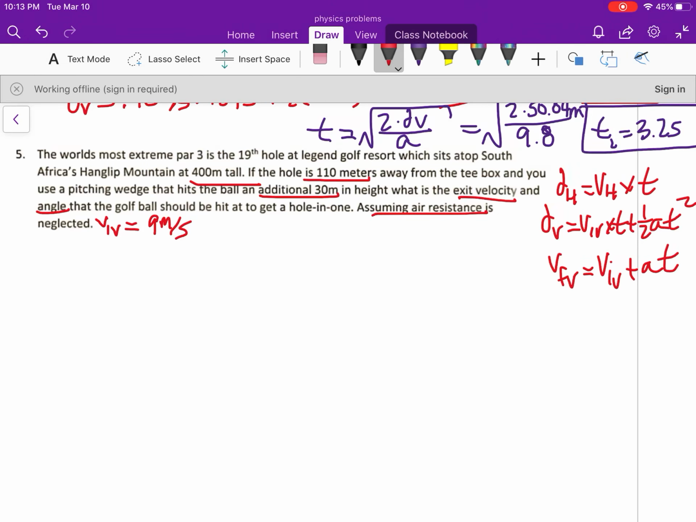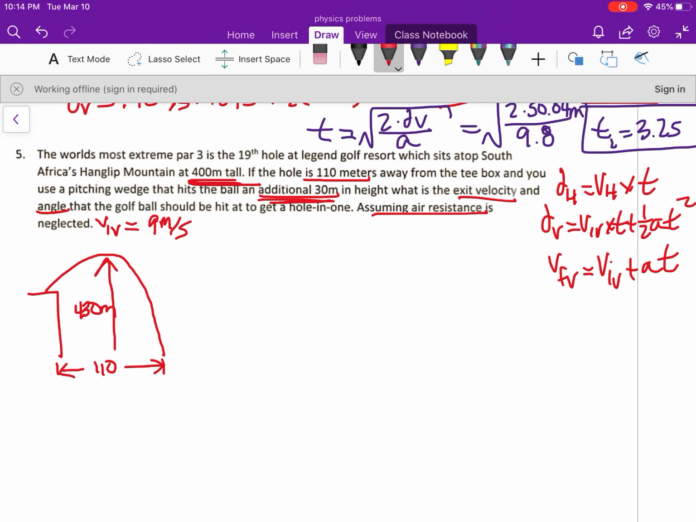Okay, so I'm given my distance in the vertical, and let's draw a picture of this just so we know what's going on. So here's the cliff, which the tee box is on top of, and when you hit the golf ball, it goes an additional 30 meters up, and it goes 110 meters to get to the hole-in-one. So my distance is 110 in the horizontal, and my vertical distance is the 400 meter tall cliff plus the additional 30 meters that this pitching wedge hits the golf ball. So my vertical distance is 430 meters.